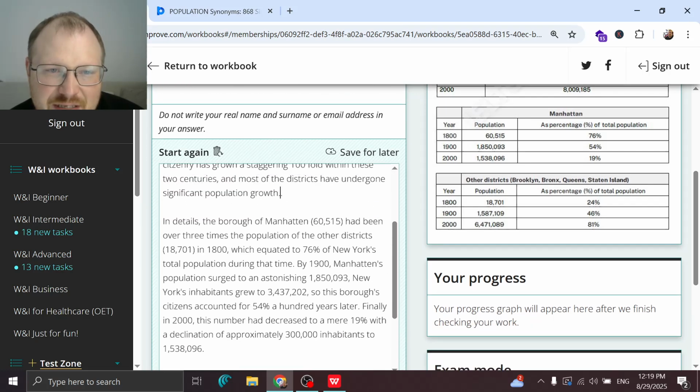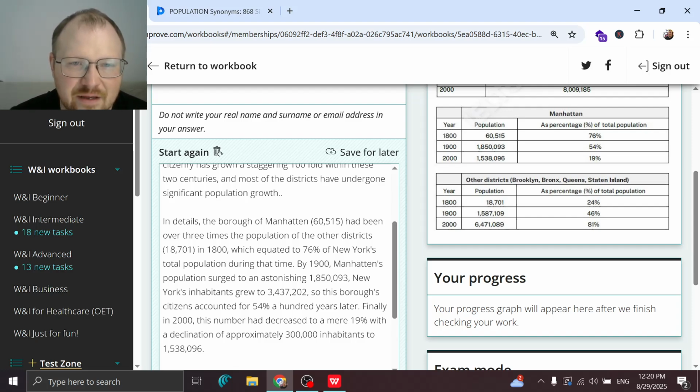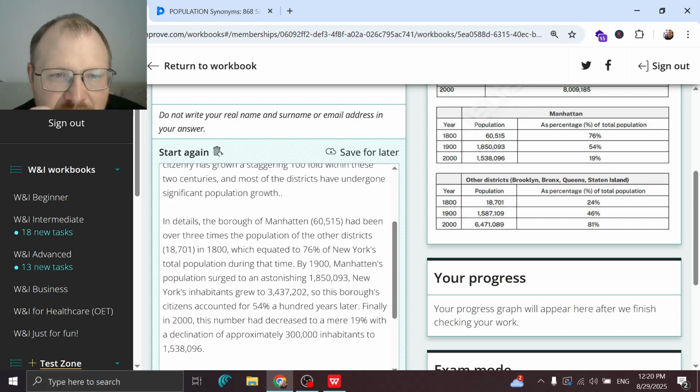In details, the borough of Manhattan, which equated for 76% of the total population at this time. By 1900, Manhattan's population surged to an astonishing 1.85 million.